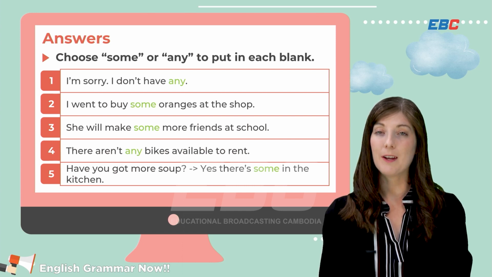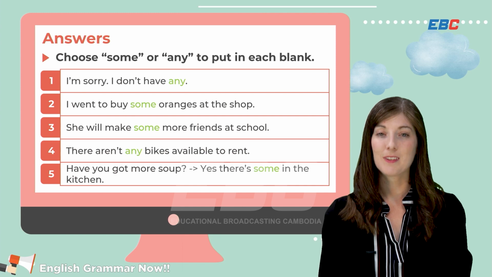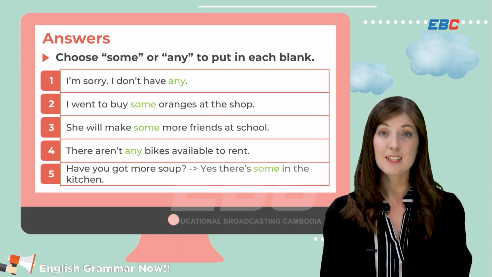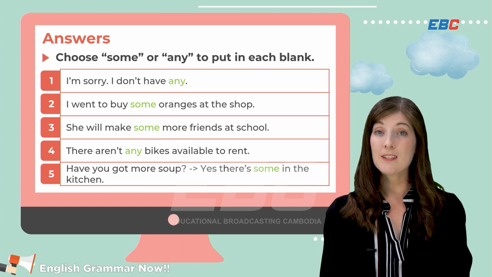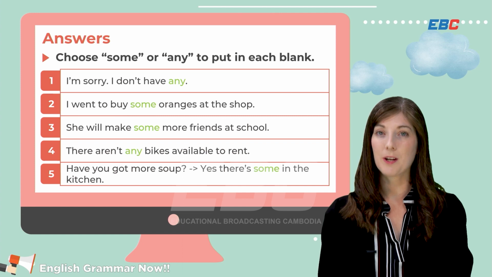And number 5, have you got more soup? Yes, there's some in the kitchen. You can see that in this last example, the word soup is not repeated. We just say some, because we already know that soup is the thing we are talking about.